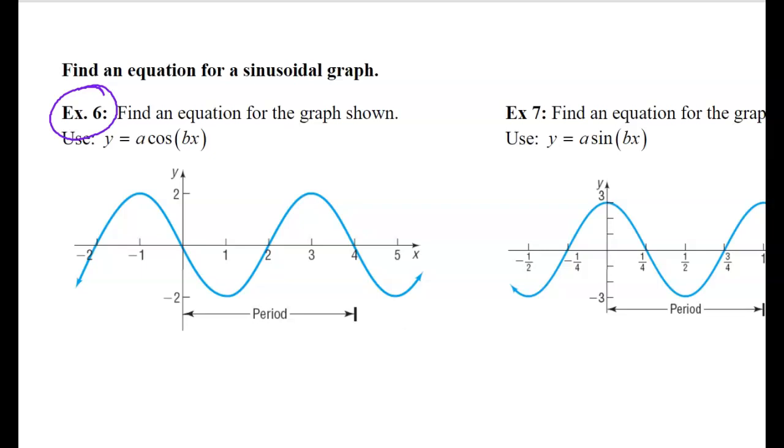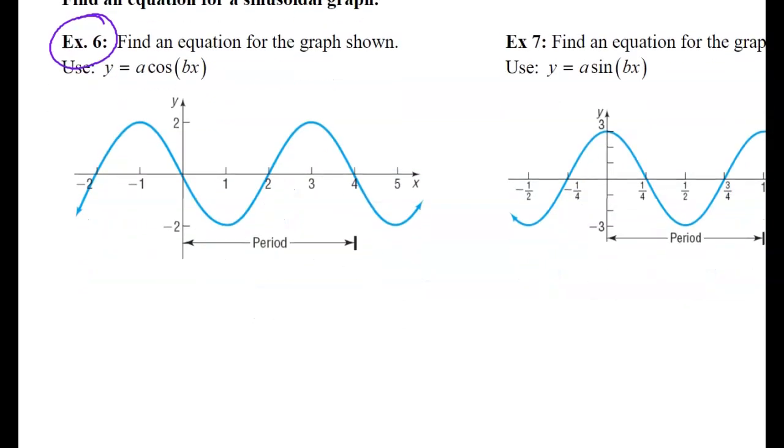All right, so now we're looking at a graph and we're trying to find the equation from the graph. Now this is the exact same process but backwards. We still are trying to identify A, B, H, and K. Those are our most important values, A, B, H, and K.